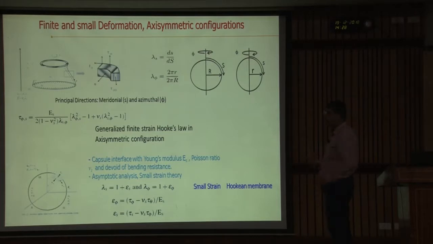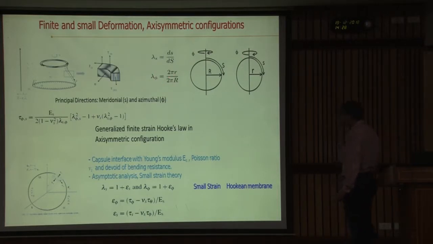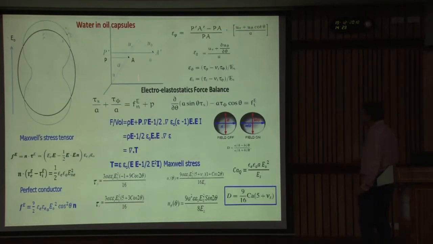So we do small deformation theory in this problem, and we do axisymmetric calculations where the principal stretch ratios are now the meridional stretch and the azimuthal stretch, and the definitions are clear. The meridional stretch is simply the change in the arc length from the reference configuration, whereas the azimuthal stretch ratio is the change in the circumference at any particular r. Okay. Now you can write the generalized Hooke's law, and the generalized Hooke's law is reduced to the small strain Hooke's law in the limit of small deformation. So we do small deformation analysis.